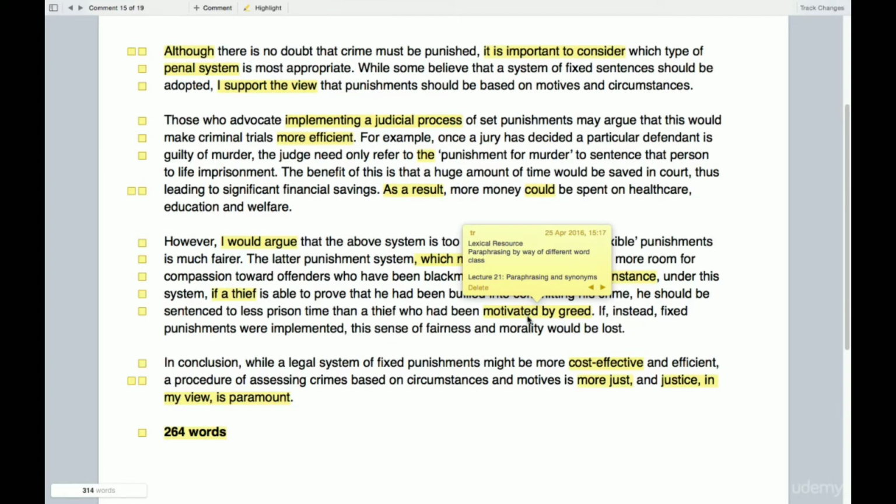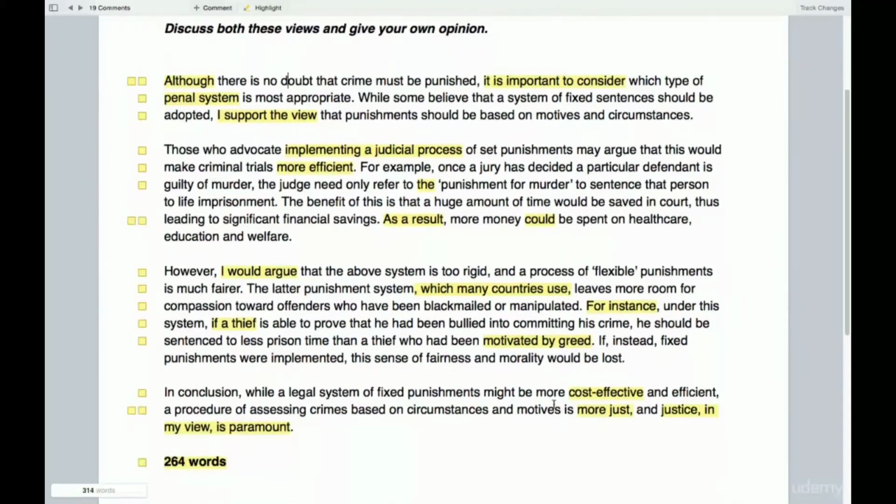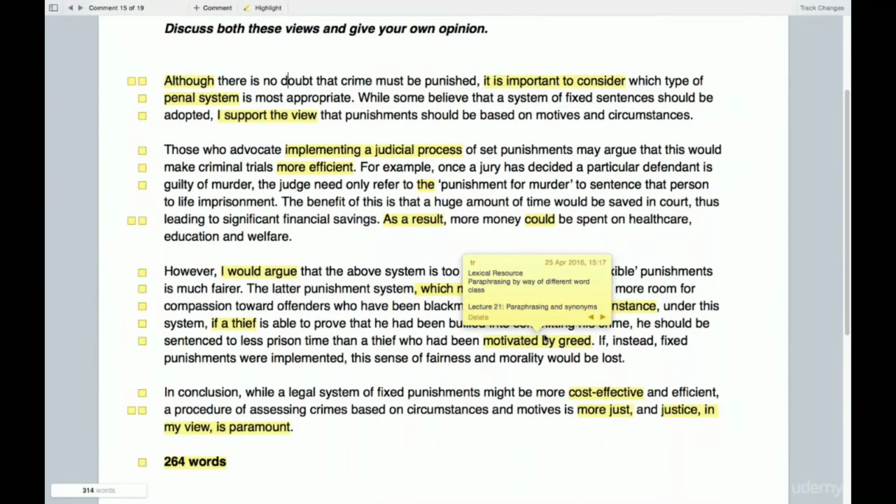Here we're trying to paraphrase the language in the task, which talked about motivation, paraphrasing by way of different word class. So you can learn about paraphrasing and synonyms in Lecture 21, which will help us to address the requirements for lexical resource. Finally, if instead fixed punishments were implemented, this sense of fairness and morality would be lost. You can see another conditional being used there.